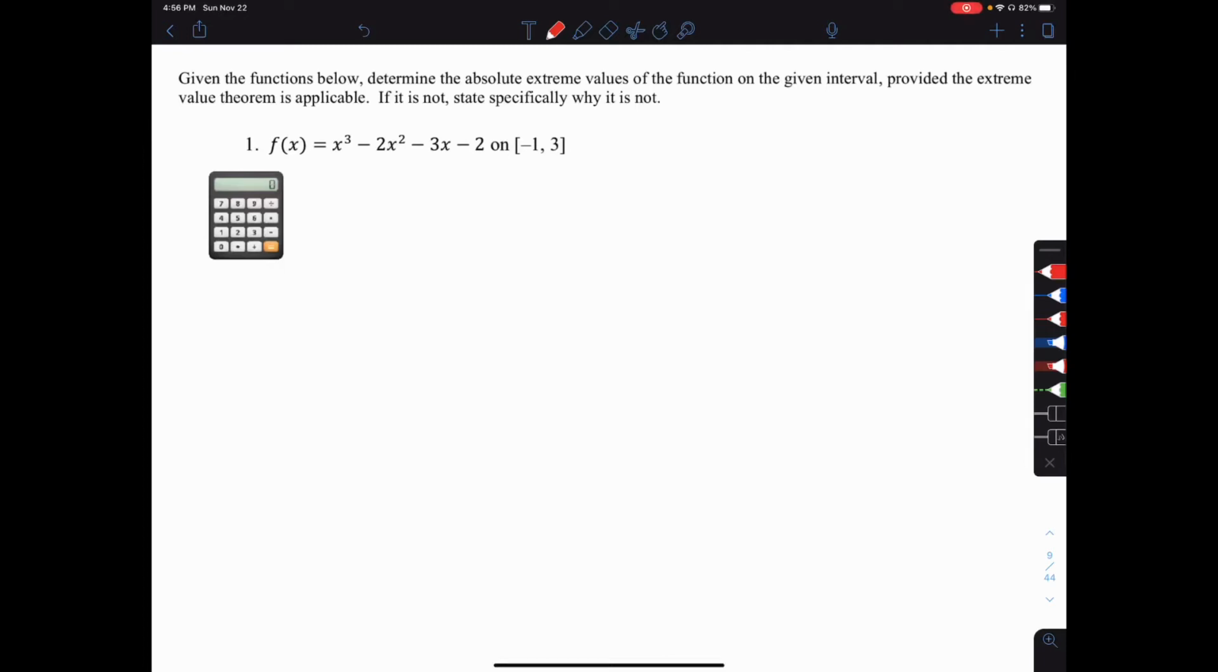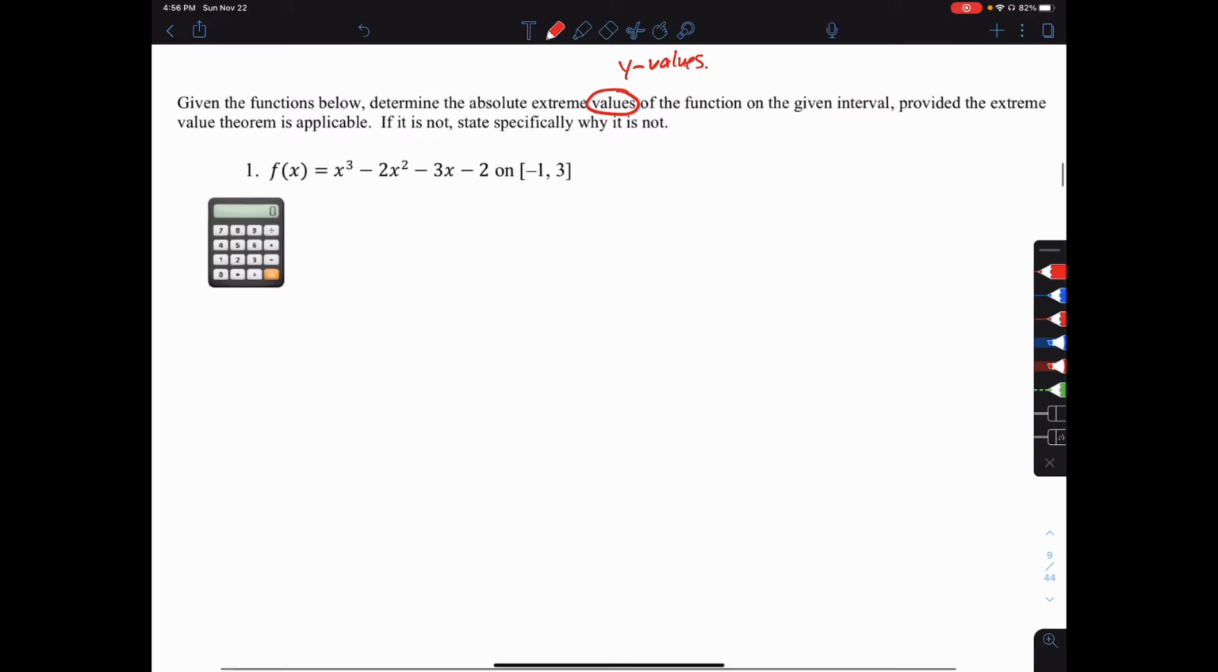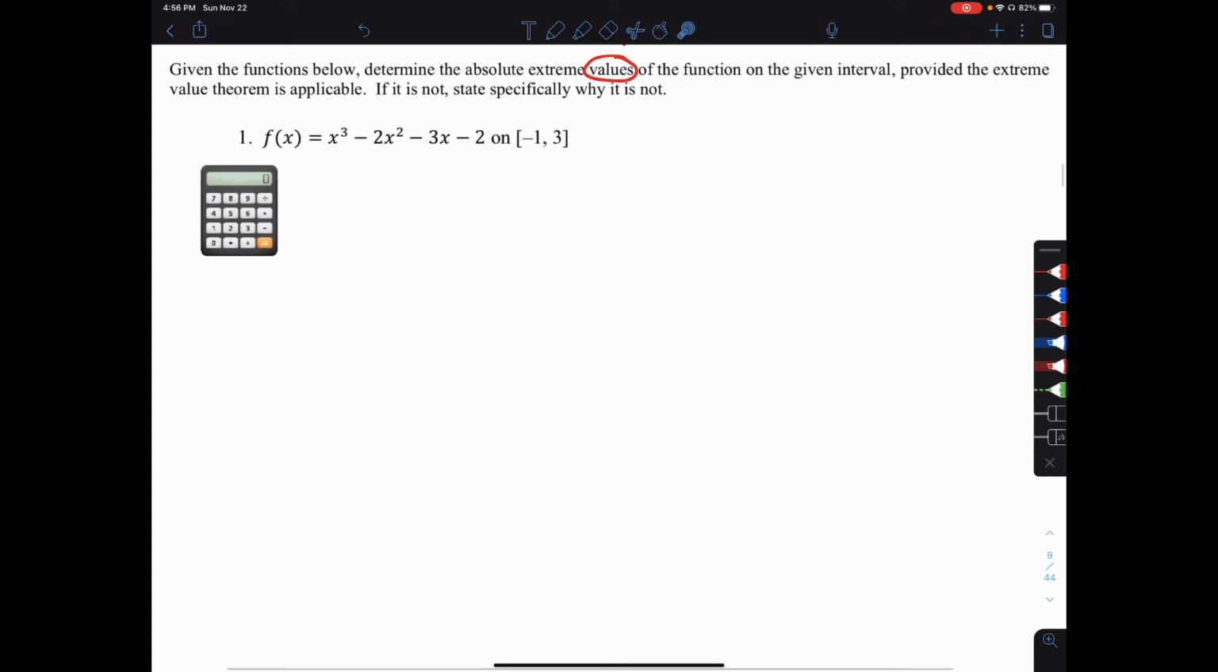We're looking at some more examples of the extreme value theorem in the candidates test. Given the function below, determine the absolute extreme values of the function on the given interval. Technically speaking, when it says extreme values, those are y values. Provided the extreme value theorem is applicable. If it's not applicable, state why it is not.